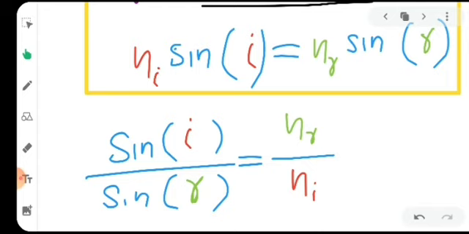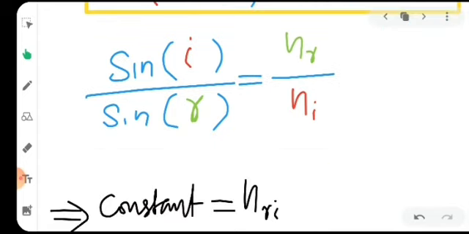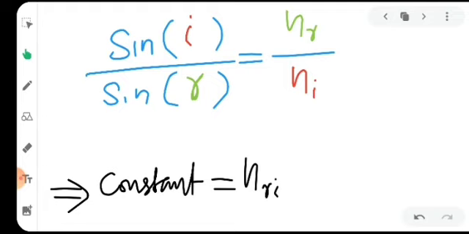So that's a good thing to know. Let me slide down a little bit. What you have found is that Nr over Ni stands for the relative refractive index of the material R with respect to the material I, and that is the constant you learned in Snell's law. The constant is nothing but the relative refractive index of the two media involved. So if the media change, that constant should also change. Let me slide down a little bit more.